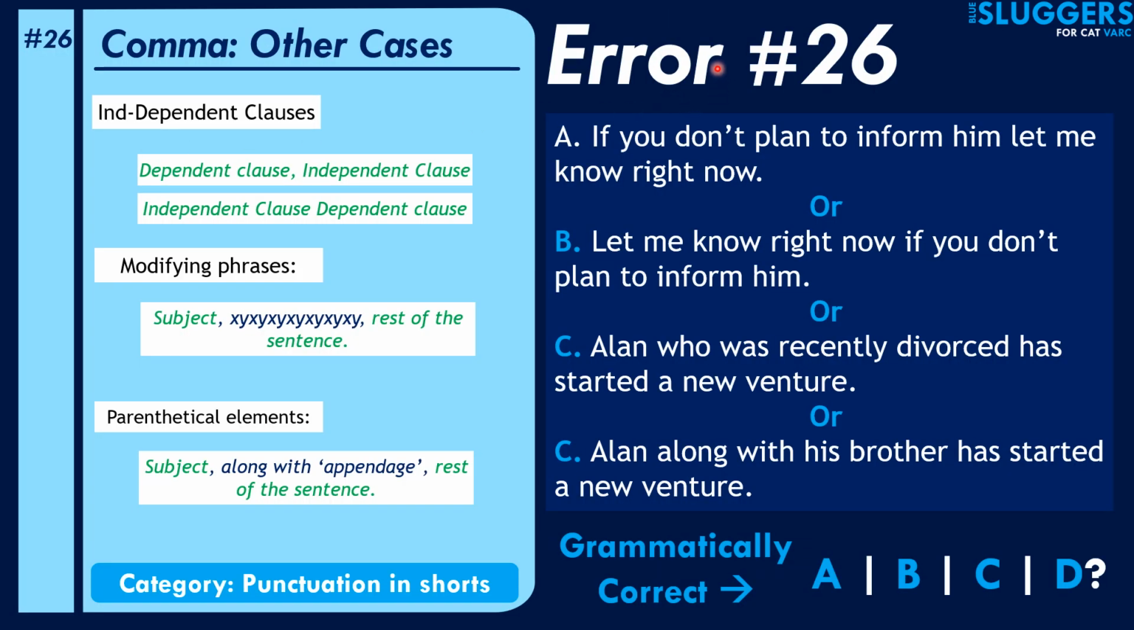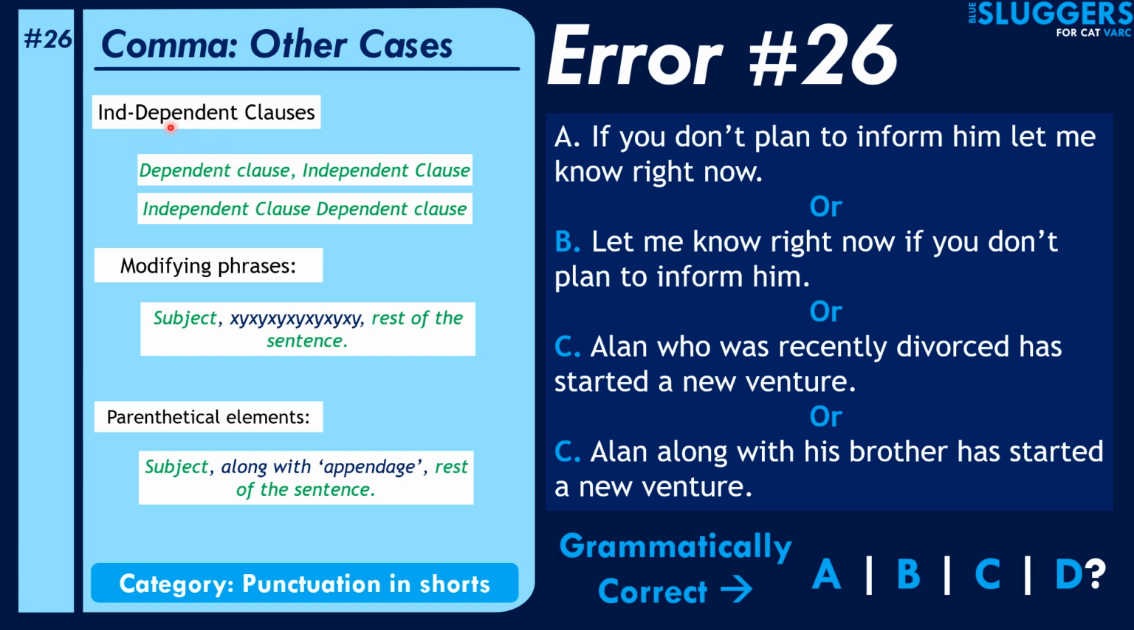Okay, so error number 26. In this installment, we'll be taking up most of the other remaining cases of the correct grammatical usage of comma, which are primarily three, as you can see: the cases of independent and dependent clauses, the cases of modifying phrases, and the cases of parenthetical elements. Let's go through each of them one by one.